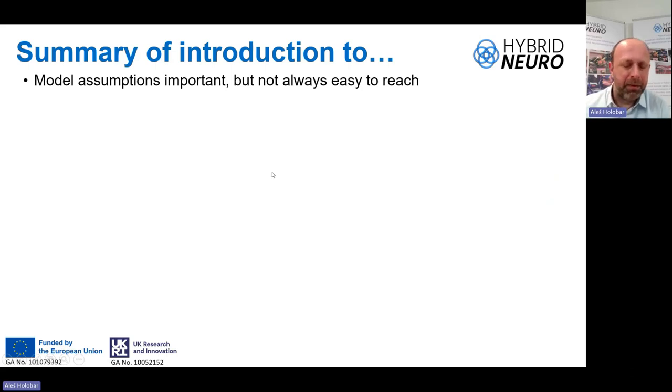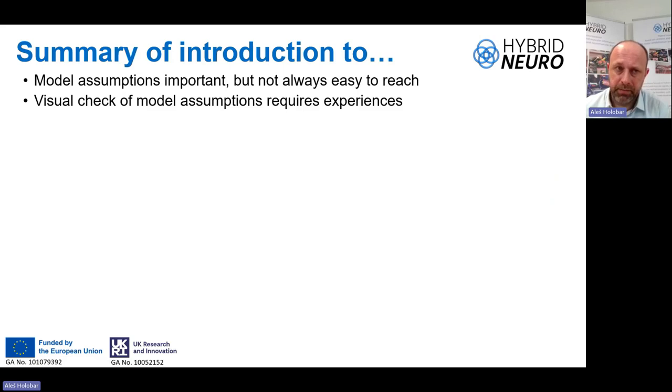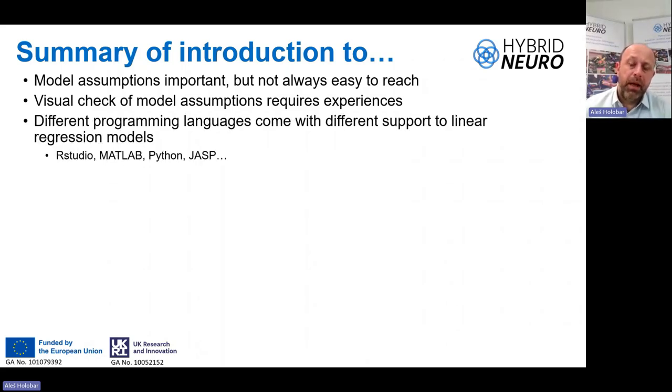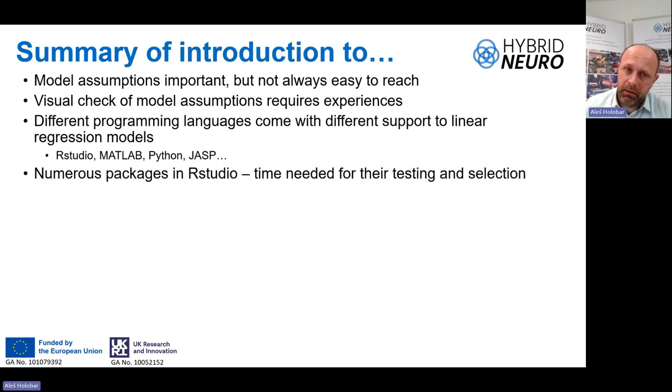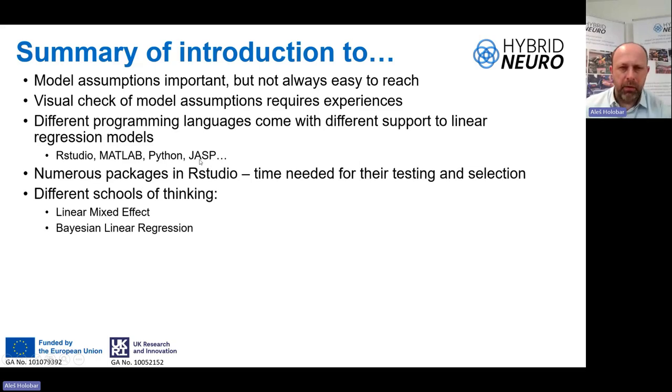Wrap up, because I am terribly behind the schedule. There is still a question and answer session to be supported. Model assumptions are very important, but they are not easy to reach, at least in experimental conditions. Visual checks of the model assumptions requires experience. So therefore, we believe that practicing on the synthetic cases is beneficial for the beginners. There are different programming languages that come with a different support to linear regression models. RStudio, MATLAB, Python, JASP or YASP is a very simple one to use, but to our understanding, it has not reached the popularity yet.